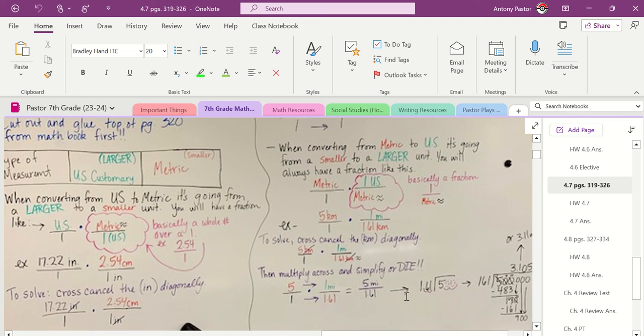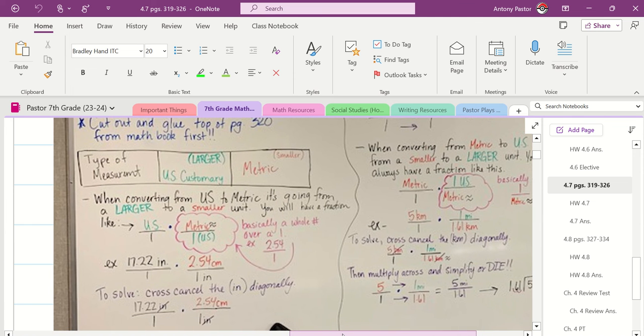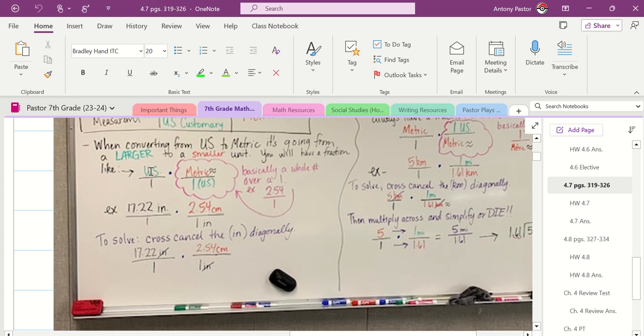So, continuing. Type of measurement: a larger measurement is U.S. customary, versus a smaller measurement is metric. When converting from U.S. to metric, it's going from a larger to a smaller unit. You will have a fraction. So in case you know, the U.S. measurement would be over 1, metric over U.S. Basically a whole number over a 1.